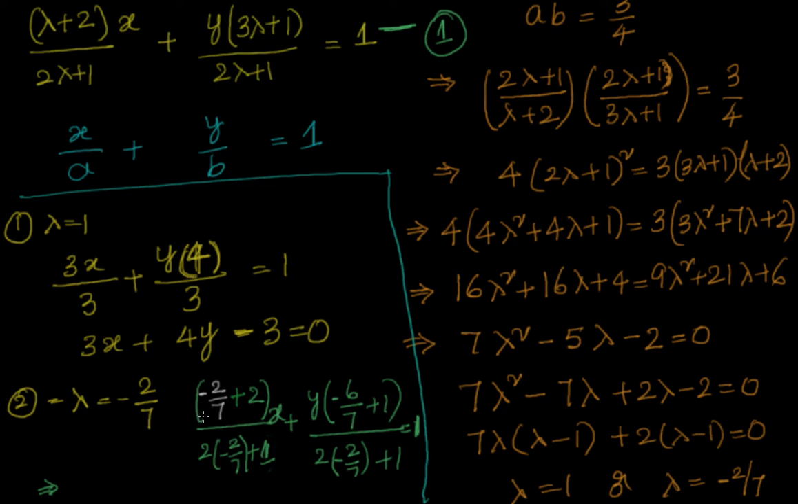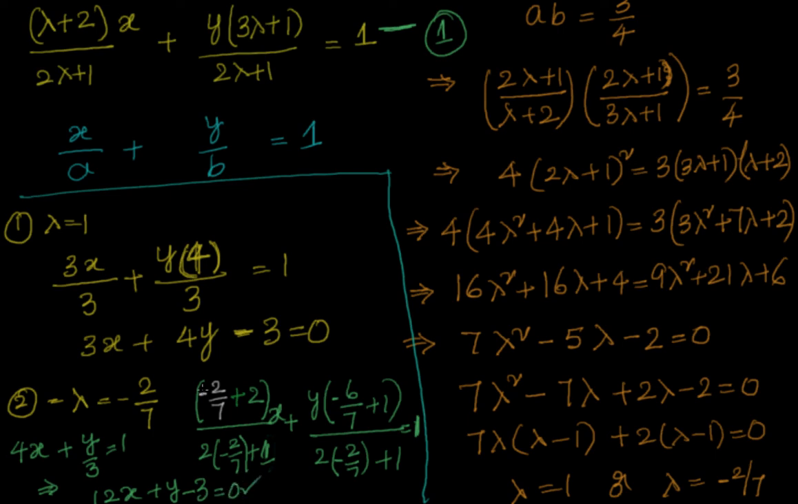If you simplify, let us see, 14 minus 2, 12, 12 by minus 4 by 7 plus 1, that is 12 by 3, let us say 4x. Next, 1 minus 6 by 7 plus 7 by 7, 1 by 7, 1 by 1 minus 4 by 7, 1 by 7 by 3 by 7. So that will be y by 3 equal to 1, or can I say 12x plus y minus 3 equal to 0.